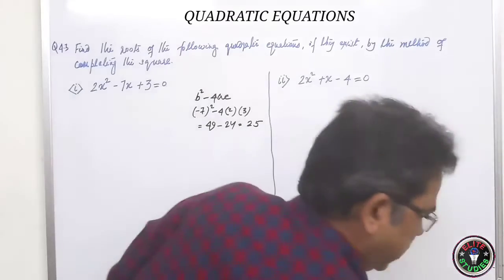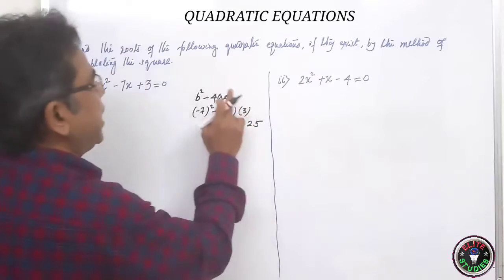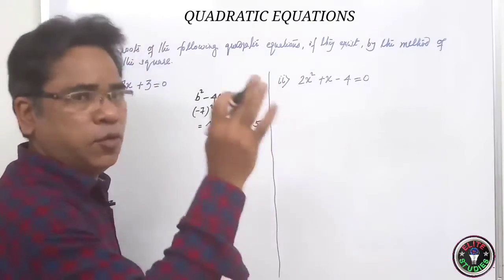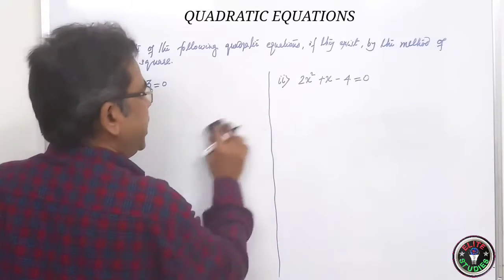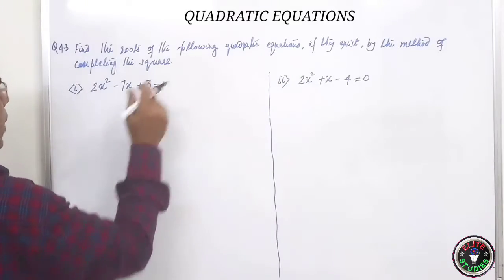How to do it, you see. This is the way. First, find b square minus 4ac. If b square minus 4ac comes out 0 or any other positive number, then the roots are available, meaning you can find the roots. Otherwise, you cannot. So we have checked that yes, it exists. Now we'll find the roots by the method of completing the square.